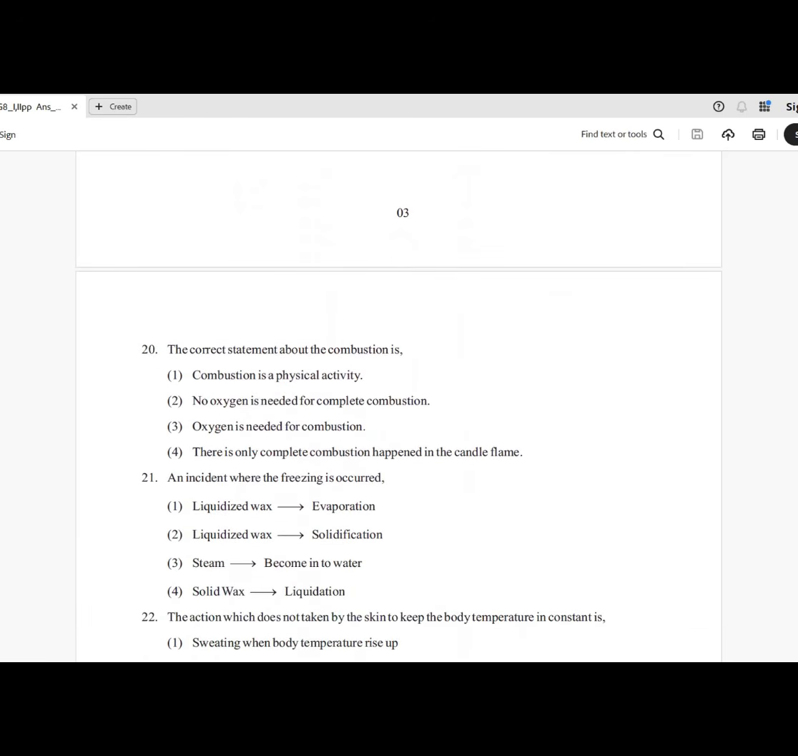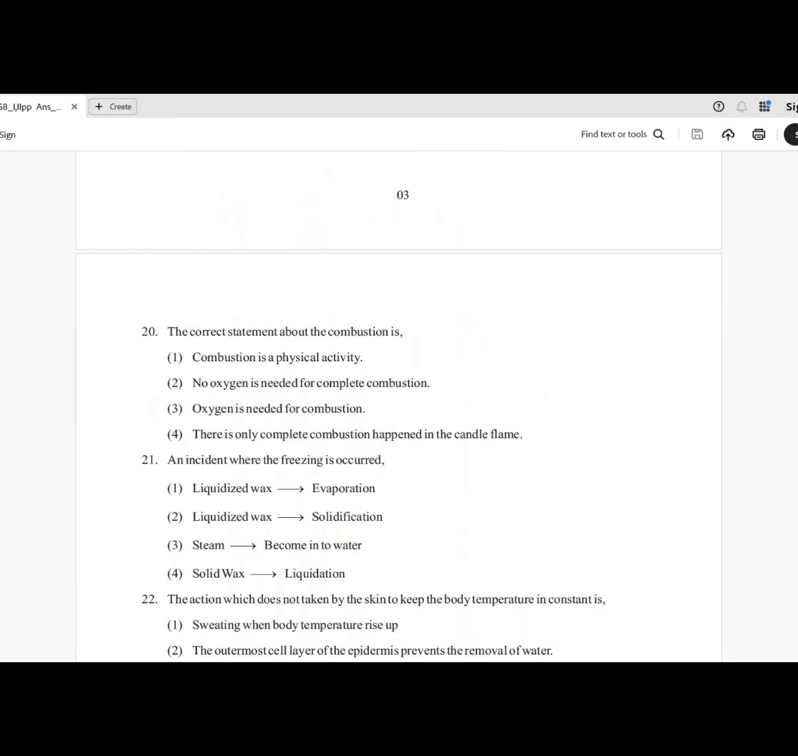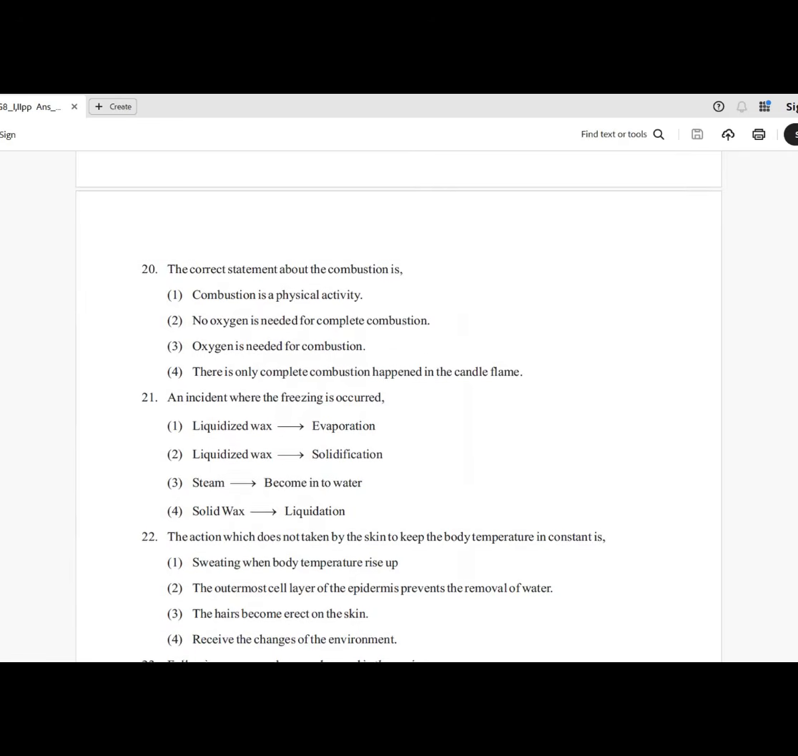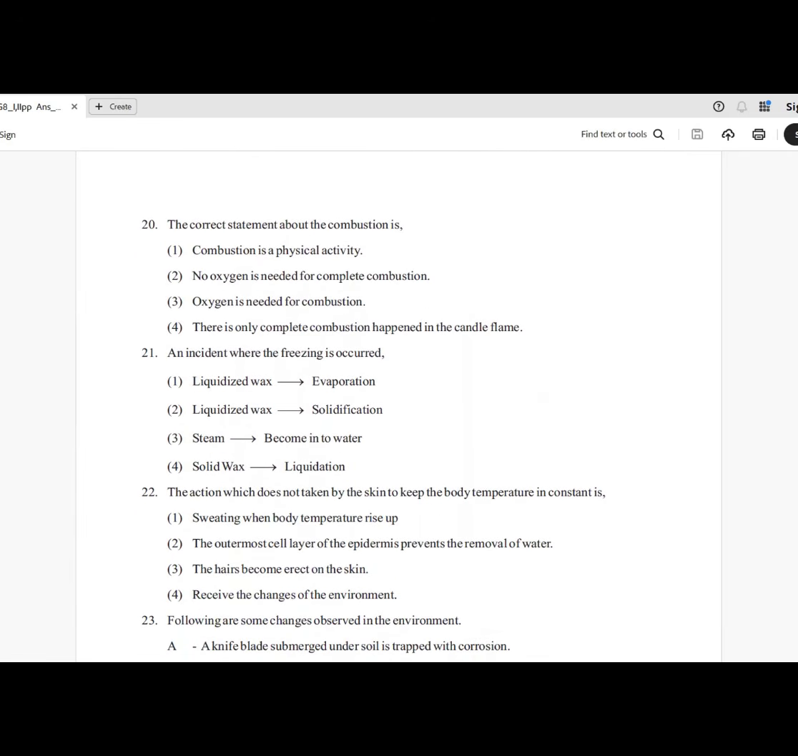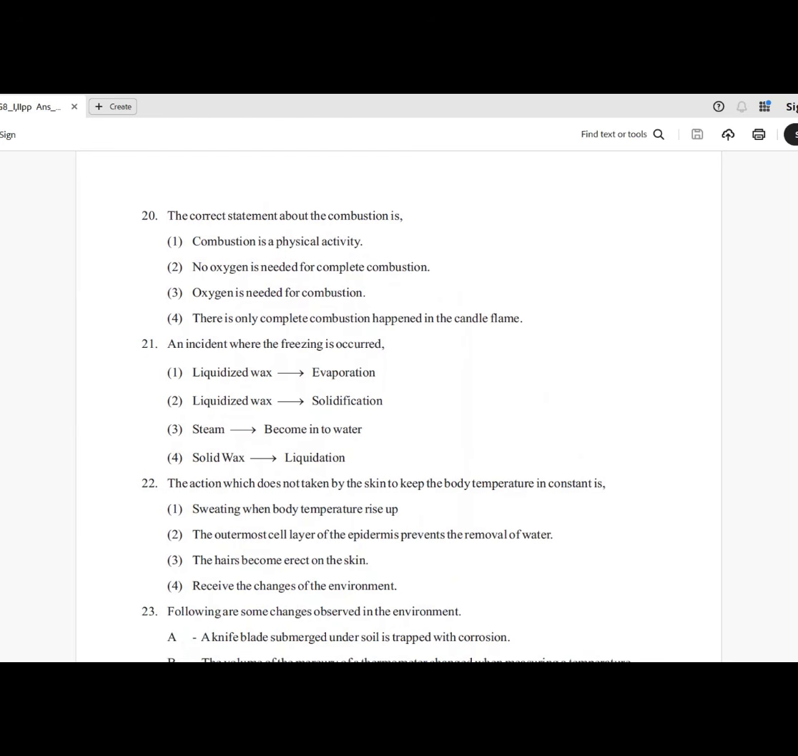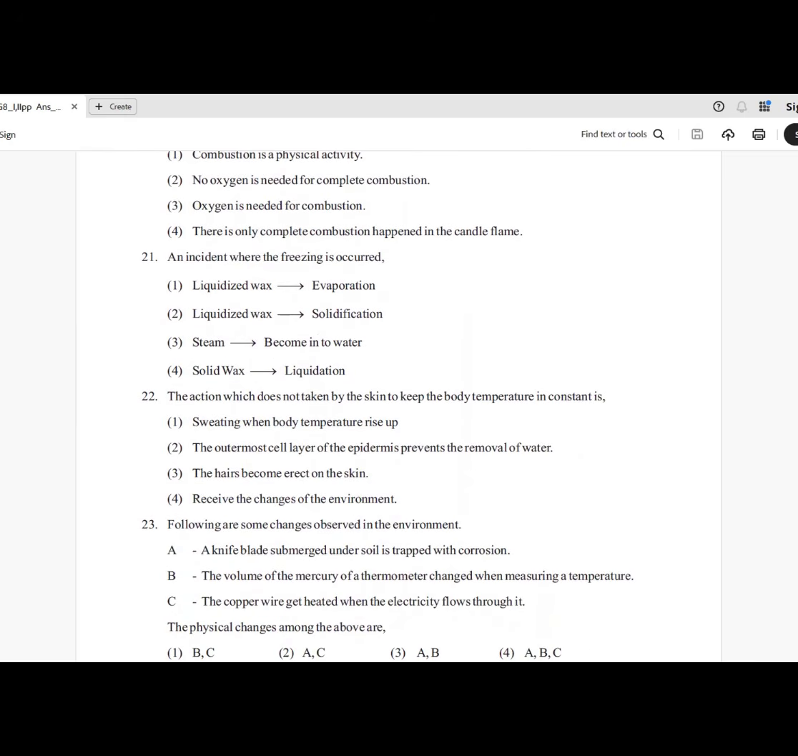Question number 20. The correct statement about combustion is: Answer number 1, combustion is a physical activity. Number 2, no oxygen is needed for complete combustion. Number 3, oxygen is needed for combustion. Number 4, only complete combustion happens in the candle flame. Answer 3, oxygen is needed for combustion. Oxygen is essential for burning. Without it, combustion cannot happen.